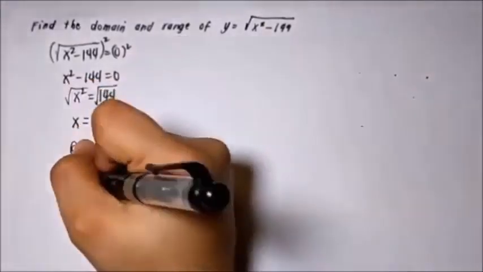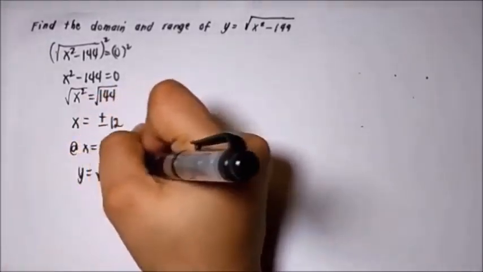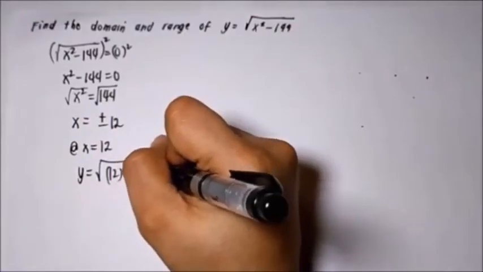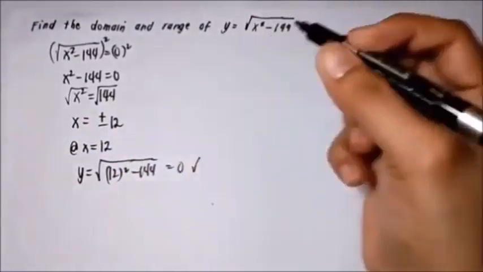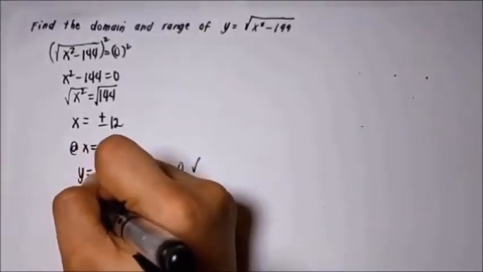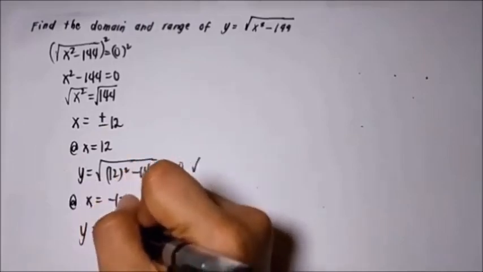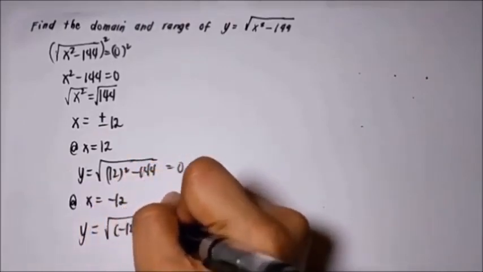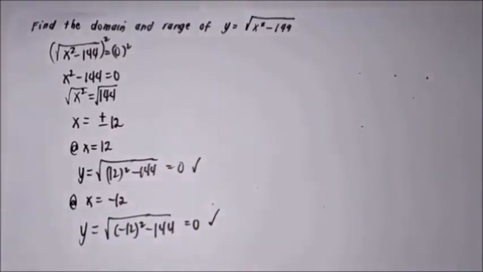So at x equals positive 12, we have y equals the square root of 12 squared minus 144. So this is equal to 0. So positive 12 is included. At x equals negative 12, y equals the square root of negative 12 squared minus 144. So another 0, so included.